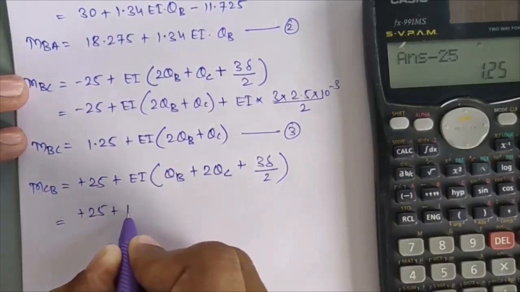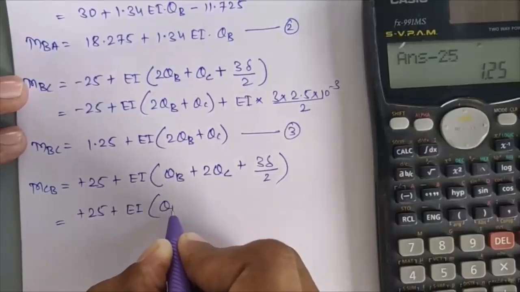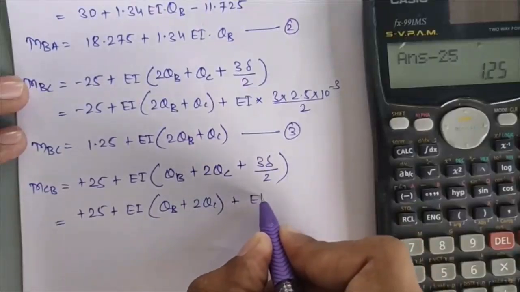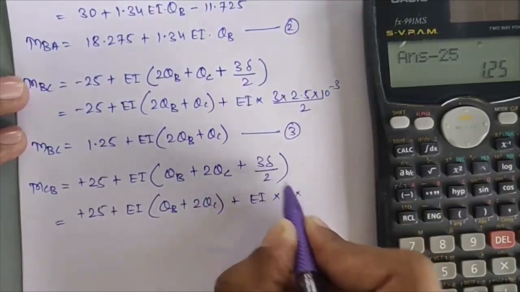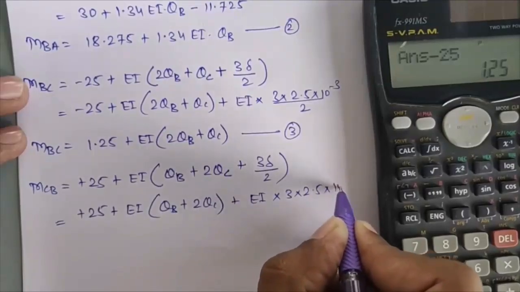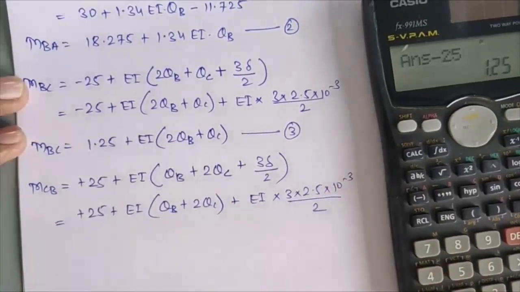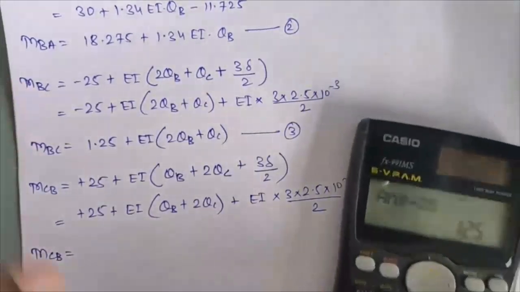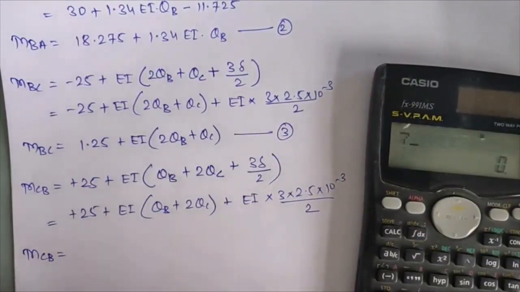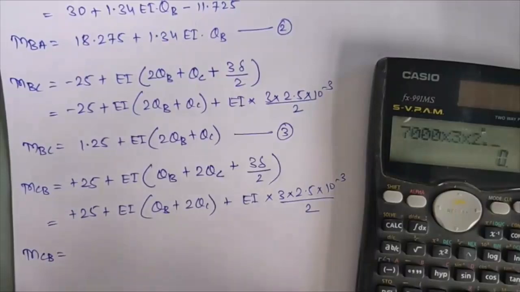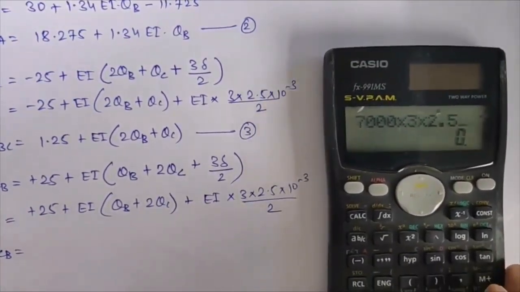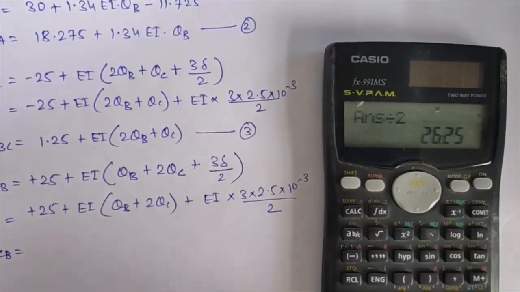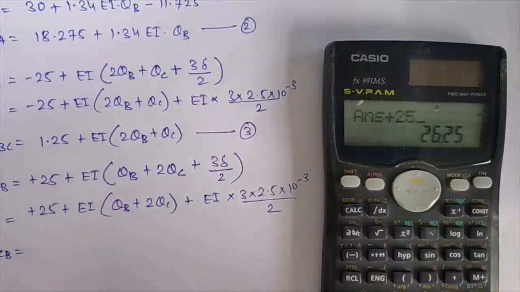EI I'll separate to both these terms. EI into theta B plus 2 times theta C plus EI into 3 into delta, which is 2.5 into 10 raised to minus 3, divided by again 2. So I'll simplify this for the MCB equation. Okay, so EI I've got as 7000 into 3 into 2.5 into 10 raised to minus 3 divided by 2, and this plus 25 will get added to that.